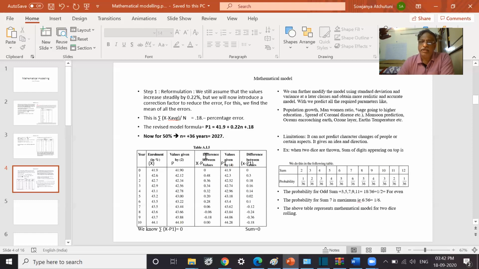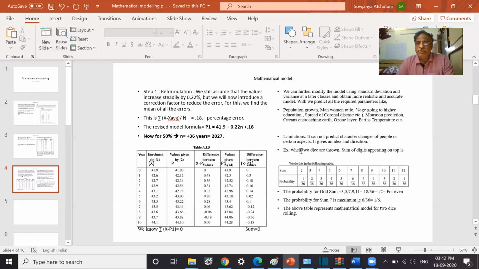At our level, we simply go up to average by n. We rectify up to the second level. It can be further modified to other higher levels, which will come at a later stage. So what is the limitation of this mathematical modeling? It cannot predict the character of the people or certain aspects. It can only give an idea and the direction in which it is going.